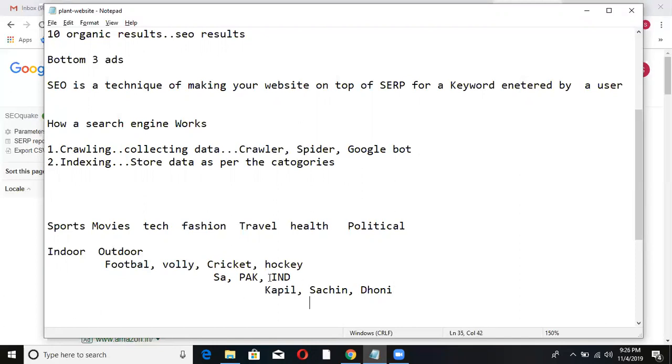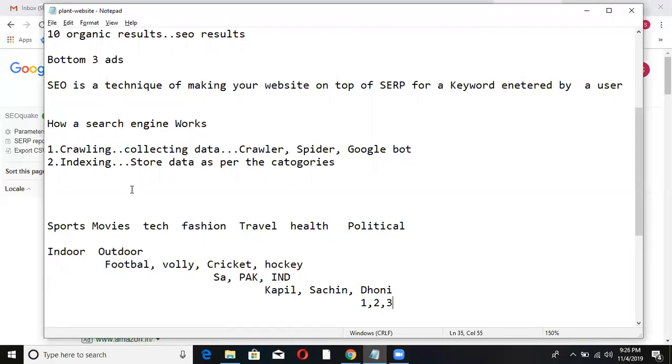Now see here. First of all, it categorizes sports into indoor and outdoor. Again, cricket is under outdoor. Again, under cricket, we have many countries. Again, under India, Dhoni, here it will store the information. So assume that three people have written a blog. Their blogs will be stored like this. This much customization, categories, will be there.